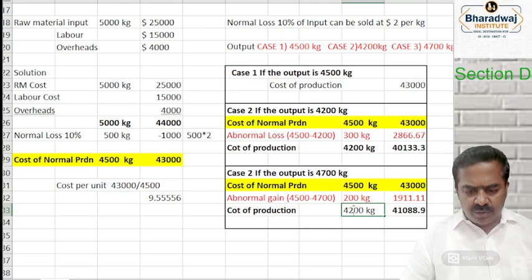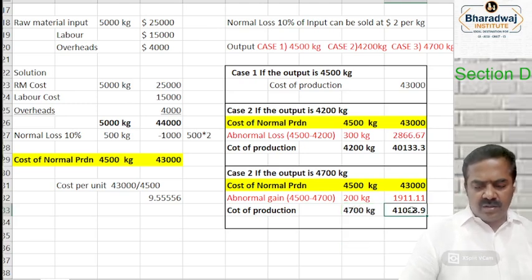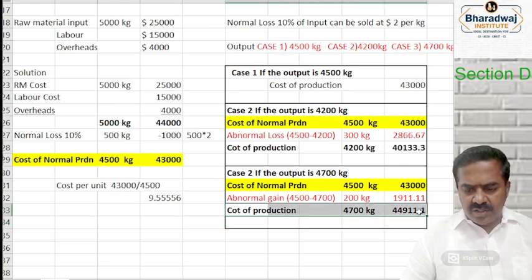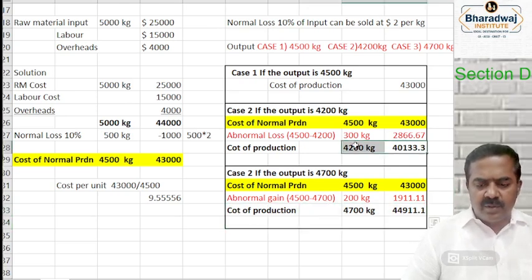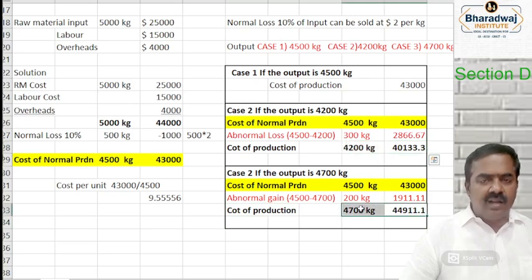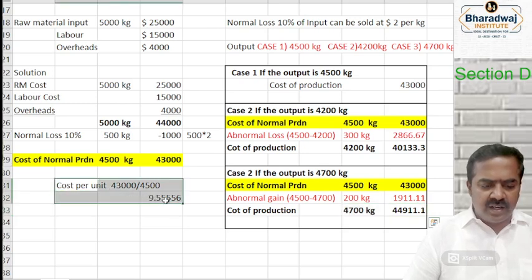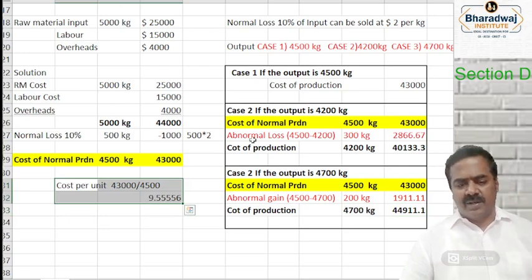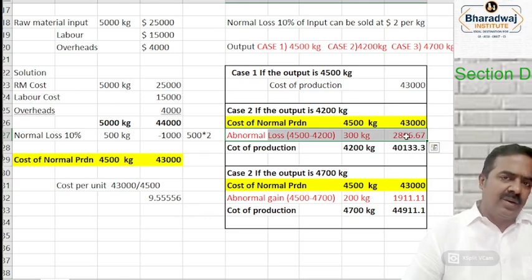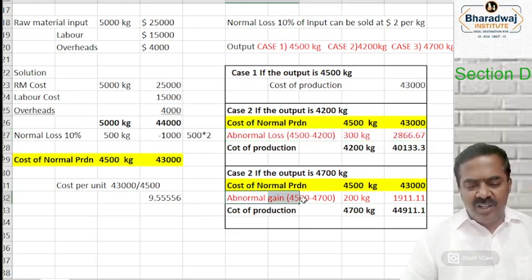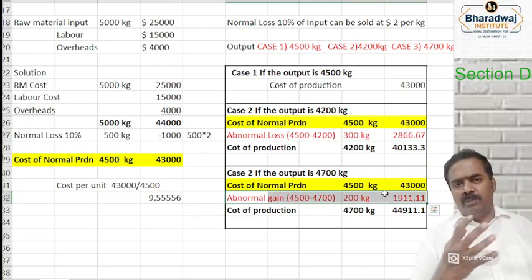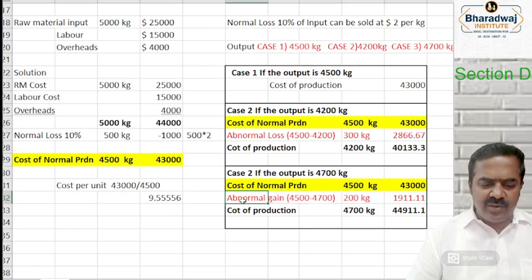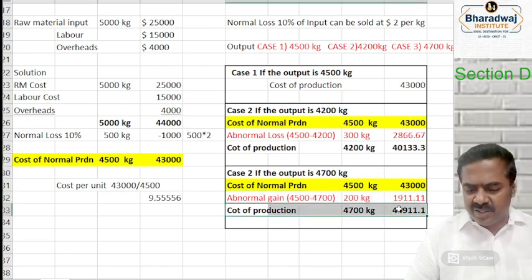So 4,700 kg, this will be added. You can cross check here: 44,911 divided by 4,700, you will get 9.55556. Whatever is normal is charged to the customer. If you lose more than that, you take it as a loss in the P&L account. If you gain because of your effectiveness, effective control, and you are able to achieve more production, that is a gain for you. You can take it to the P&L account.